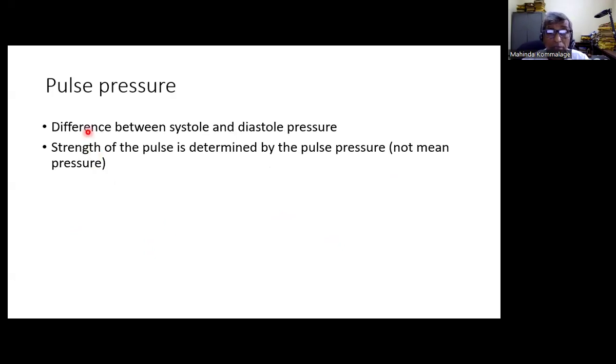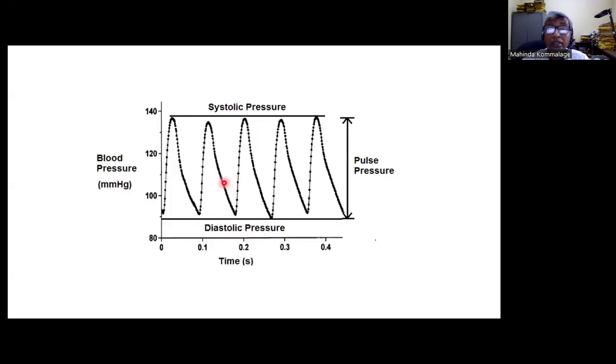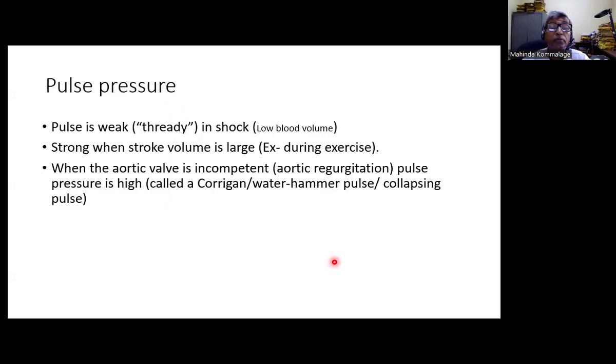And there's something called pulse pressure that is the difference between systole and diastole. So as I mentioned earlier, when the ventricle exerts pressure on the aorta, it can maintain high pressure that we call systole, and low pressure in the aorta we call diastole, and that difference we call pulse pressure. The difference between systolic pressure and diastolic pressure is the pulse pressure, and I hope you will learn it again in some other lectures. So pulse pressure will be weak or low when we get less blood or shock. That means low blood volume, pulse pressure will be low.